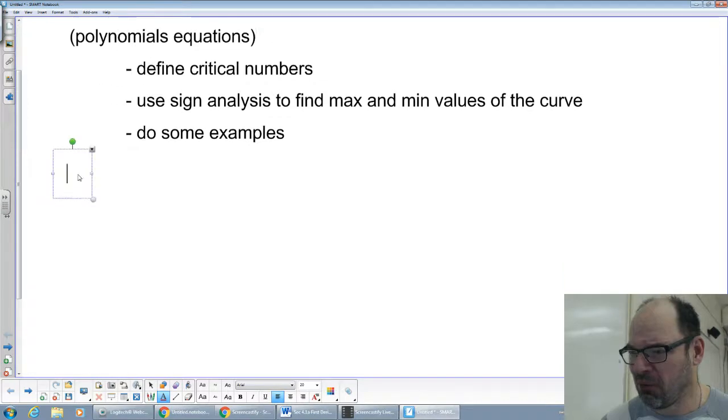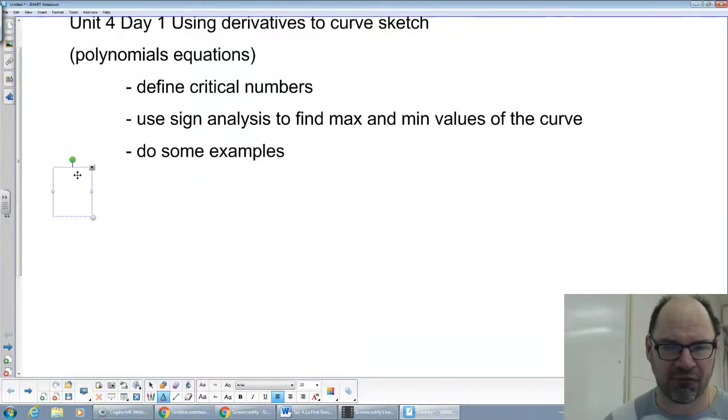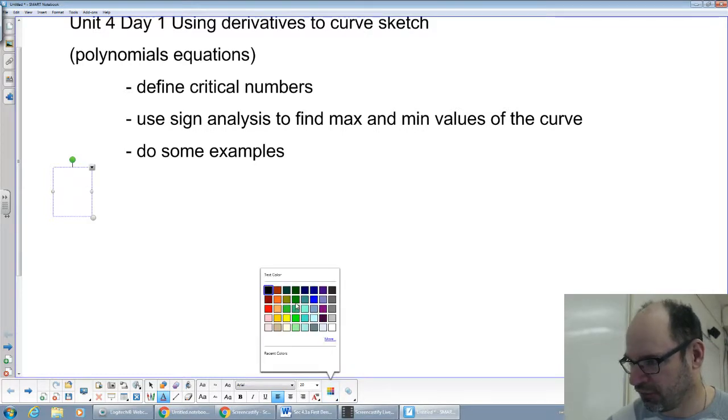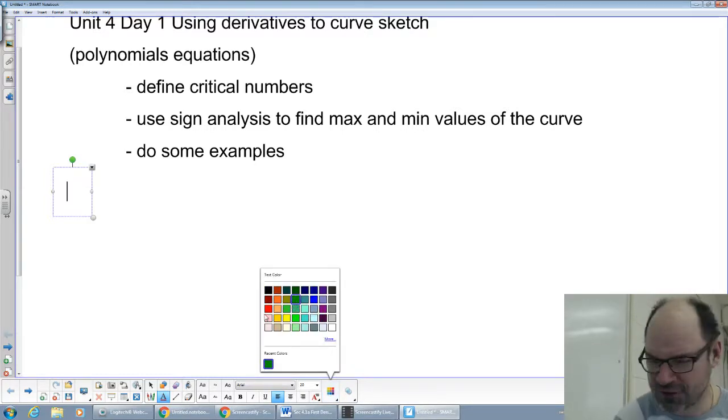Okay, so what we want to look at first of all is let's start off with the first derivative test. Let's try a different color for effect here. The first derivative test.